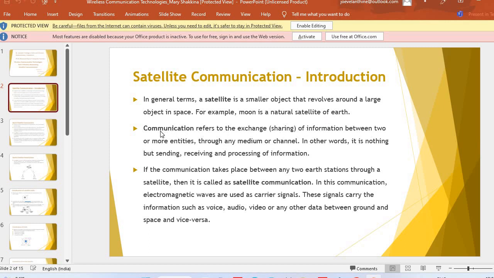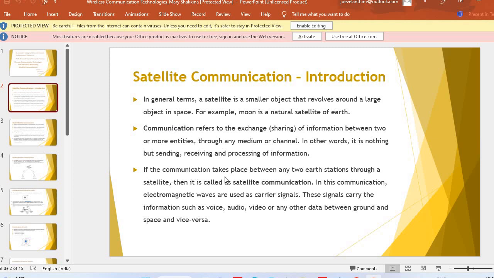Next, let's see what is communication. Communication refers to the exchange or sharing of information between two or more entities through any medium or channel. In other words, it is nothing but the sending, receiving and processing of information.